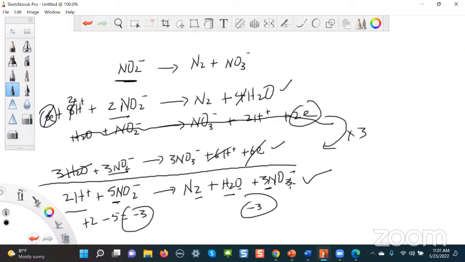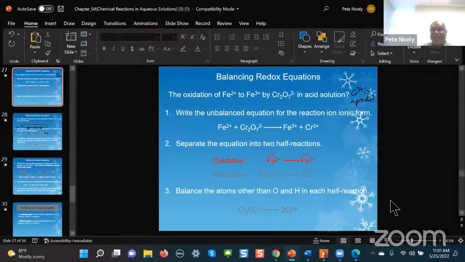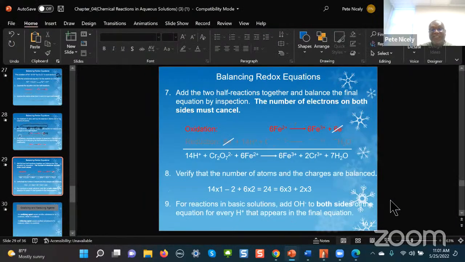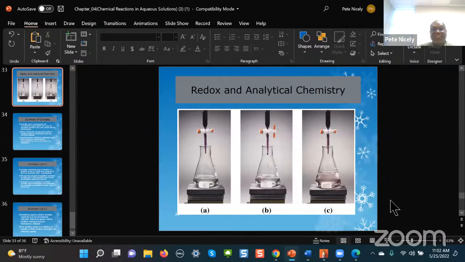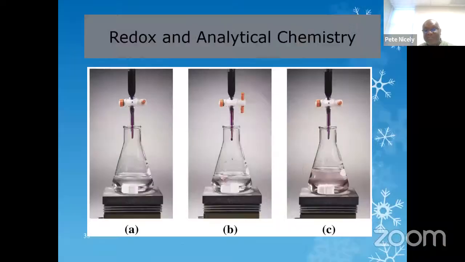No questions. All right. So that basically represents the end of chapter 4. The only other thing I want to talk about is this picture right here. This picture is showing you what happens when we perform what is known as a redox titration. And basically what is involved is adding one substance to another in a redox reaction.